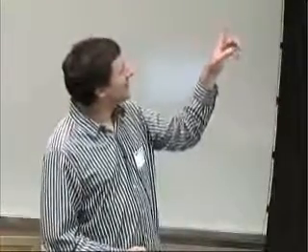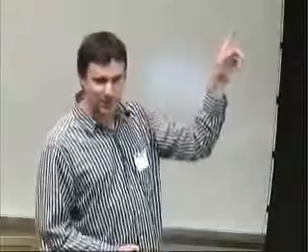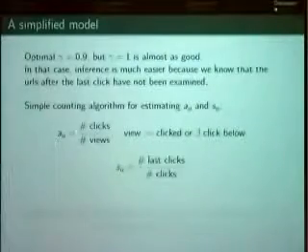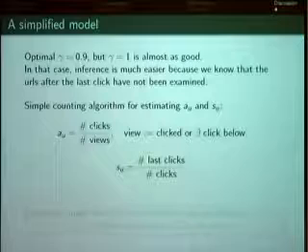I had a slide where I said optimal gamma was equal to 0.9. But in fact, if you take gamma equal 1, the estimation is simplified. It's much simpler, and you can estimate AU and SU just by counting. For instance, for AU, you would simply say, it's like a CTR.